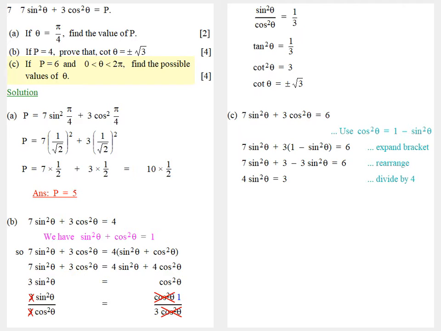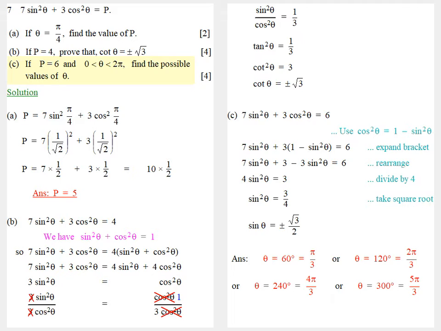If we divide by 4, we get sine squared theta equals 3/4, and if we take the square root of both sides, we get sine theta is plus or minus the square root of 3 over 2. Now, if sine theta is plus root 3 over 2, we have theta is 60 degrees or pi by 3 in radians. Or theta is equal to 120 degrees, which is 2 pi by 3 in radians.